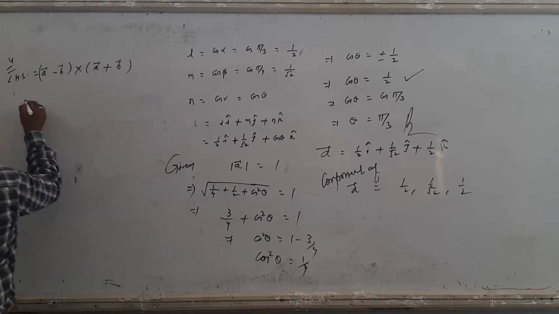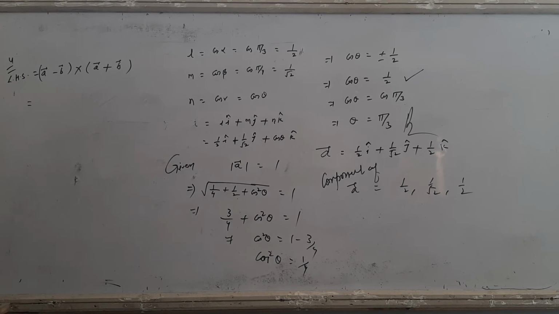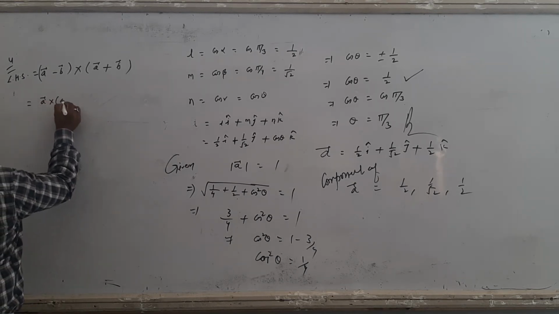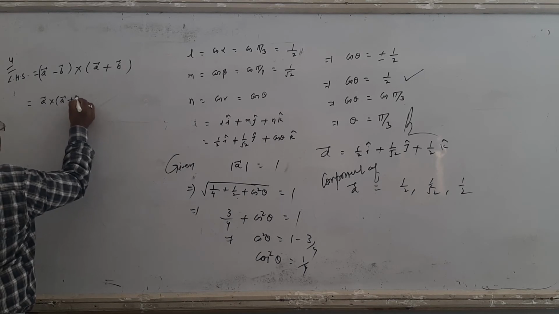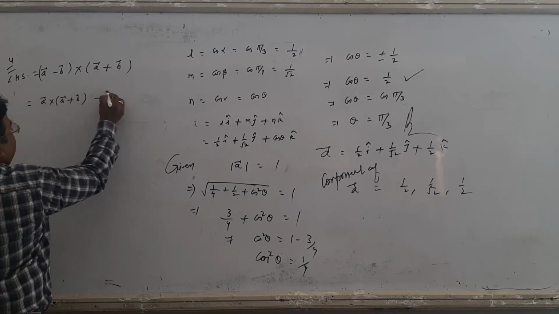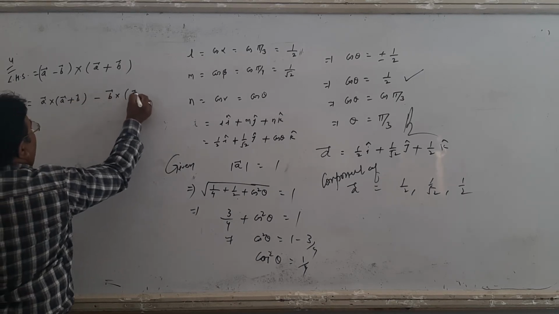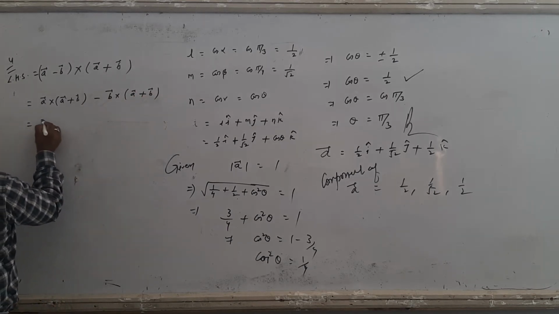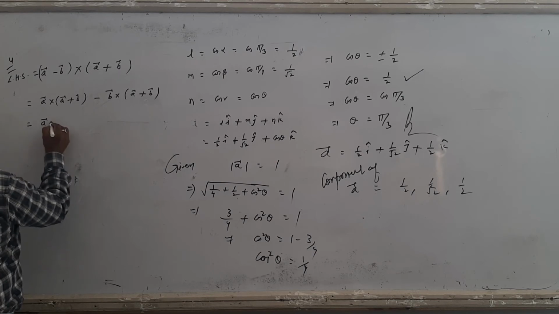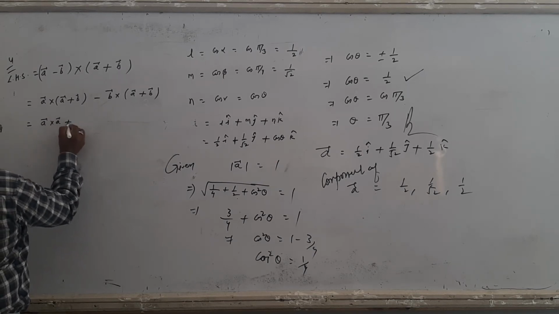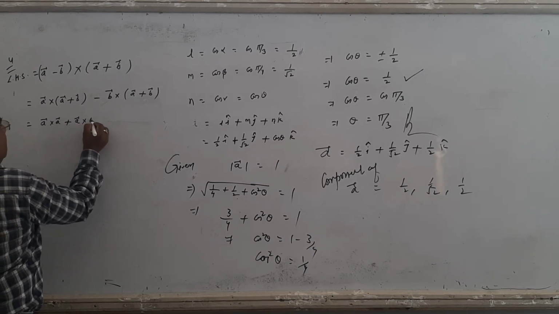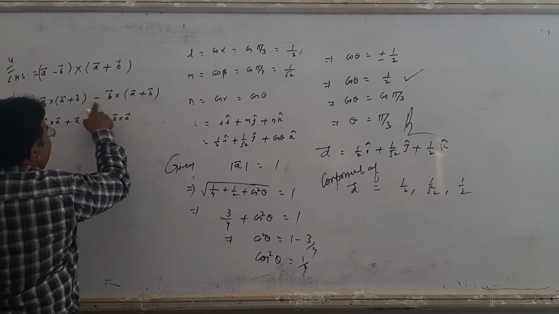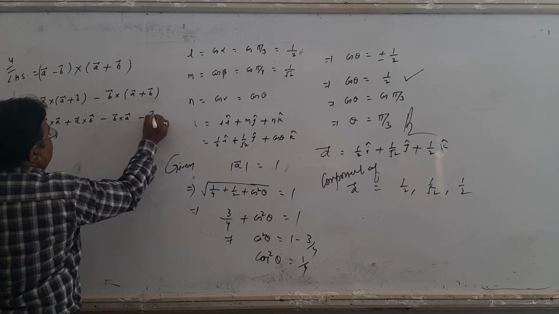Simplifying now, multiplying by the distributive law: vector A cross (vector A plus vector B), minus vector B cross (vector A plus vector B). Then again by the distributive law in cross product: A cross A plus A cross B, minus B cross A, minus B cross B.